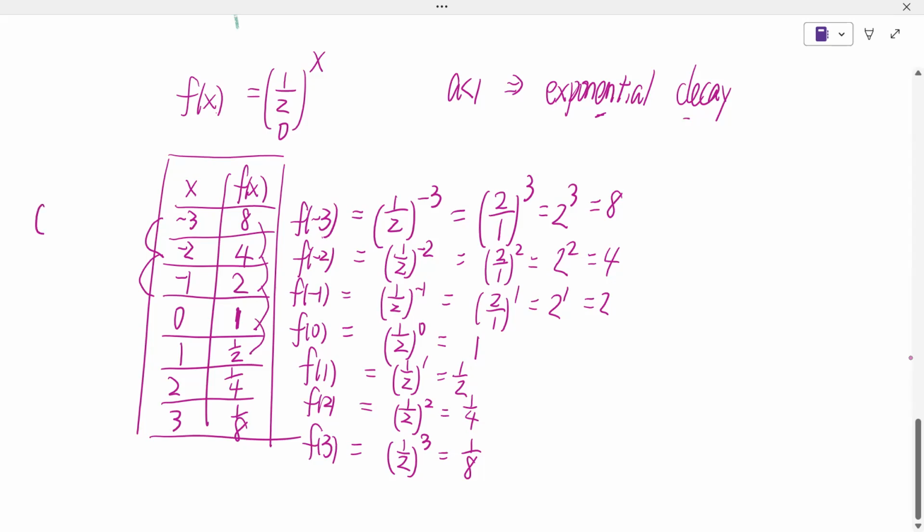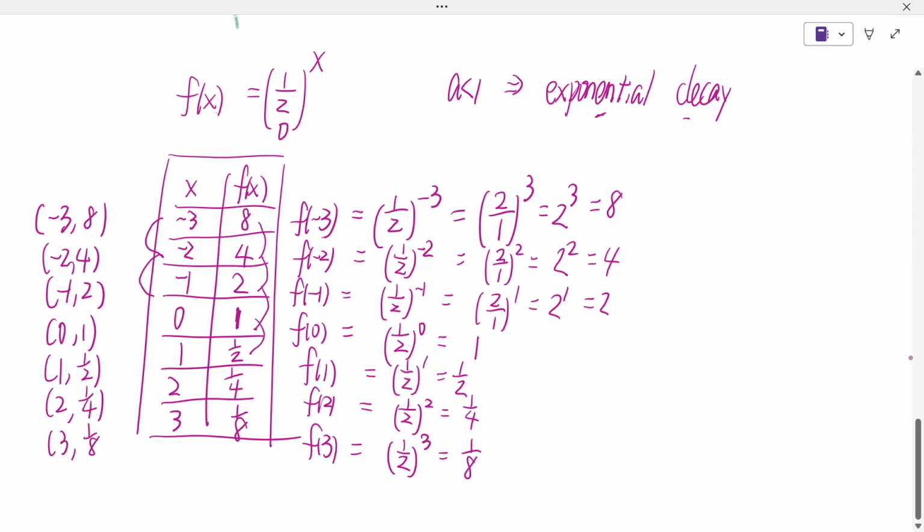So we get some 7 ordered pairs: -3, 8, and -2, 4, and -1, 2, 0, 1, 1, 1 half, 2 and then quarter, 3 and then 1 eighth. But again, I'm going to put it on the side.